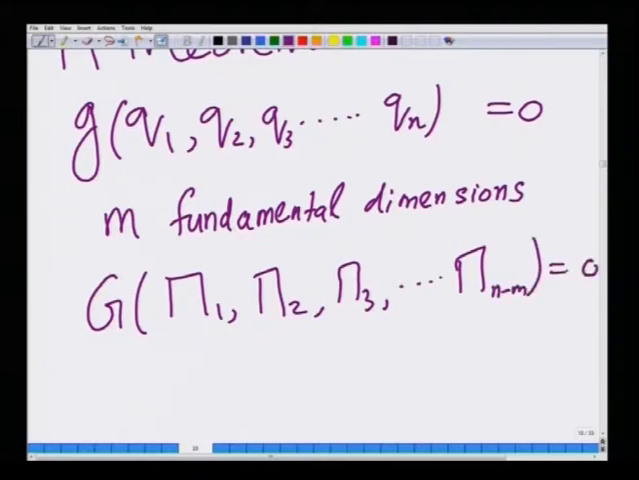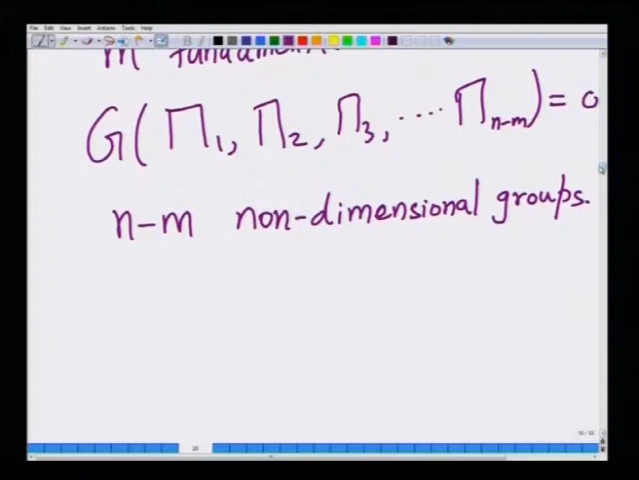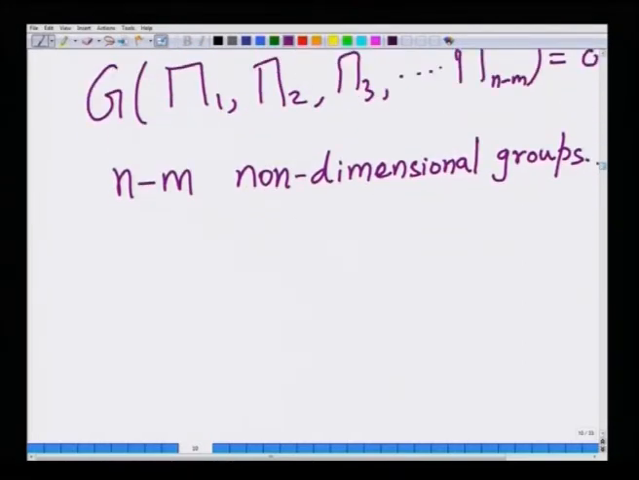So, you are effecting a reduction in the number of variables. There are n minus m non-dimensional or dimensionless groups. This is the essence of Buckingham's Pi-Theorem, and then we applied it to the specific case of drag force on a sphere.